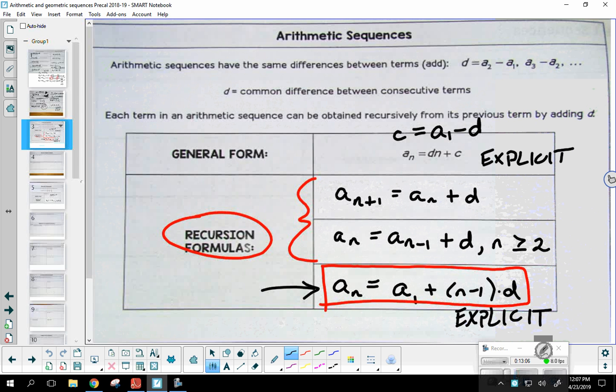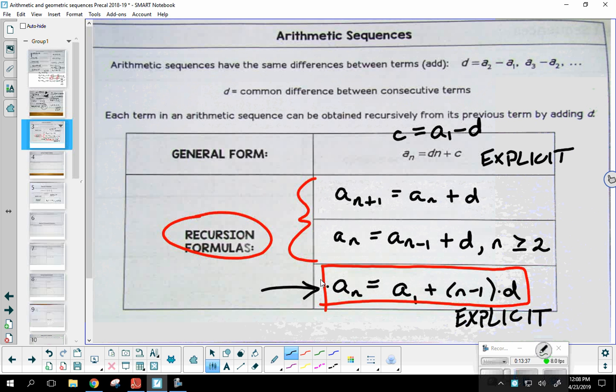Okay, so we got here yesterday. Now, there are 2 explicit formulas. You could use these guys up here. C equals the first term minus D, and then the nth term, A sub n equals dn plus C. I think your best bet is just to use this guy right here. If you're dealing with an arithmetic sequence, A sub n equals A sub 1, the first term, plus n minus 1 times D. D is your common difference. That's going to be the best way to go.